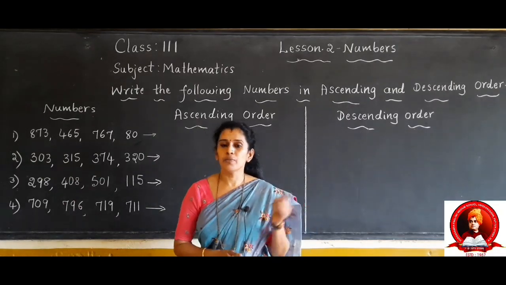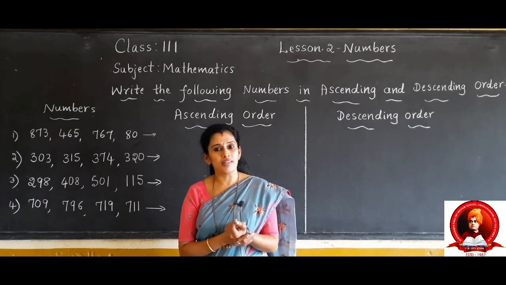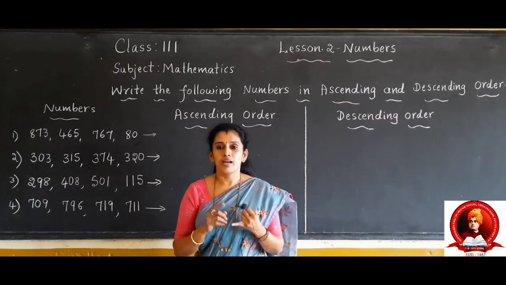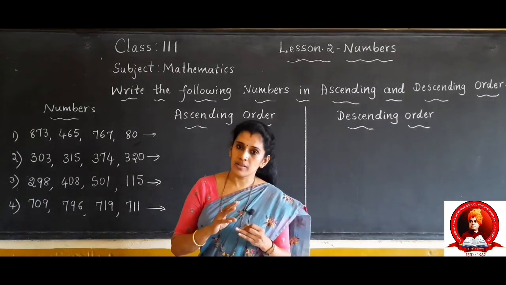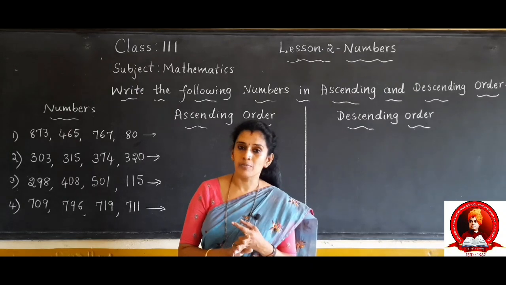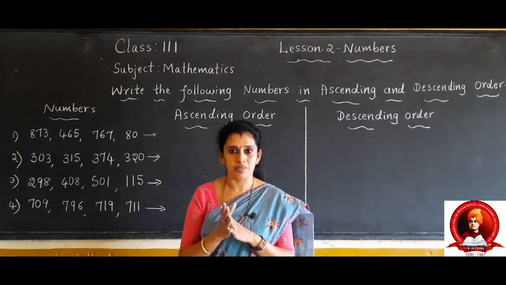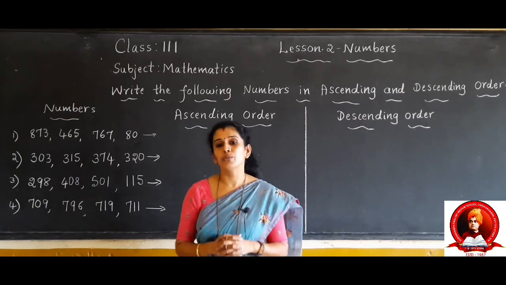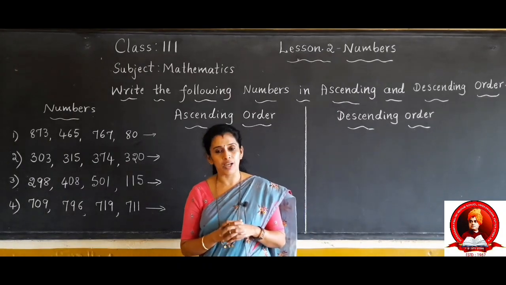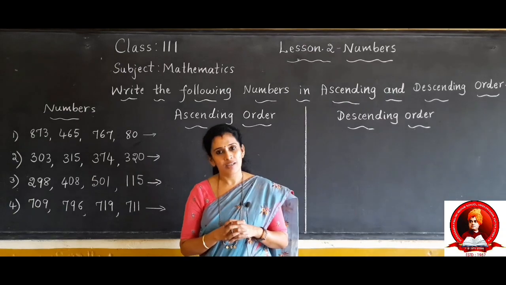Children, in our previous class we have learned the identification of greatest number, smallest number, and we have compared the numbers there, greater number, smaller number, right? And I have given you some activities in the textbook. I hope all of you have done it, right?